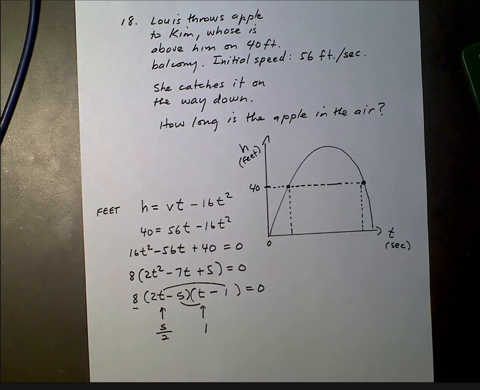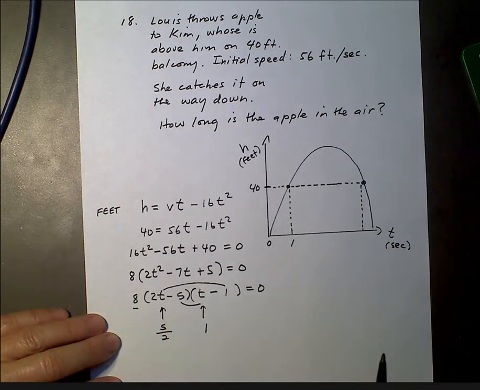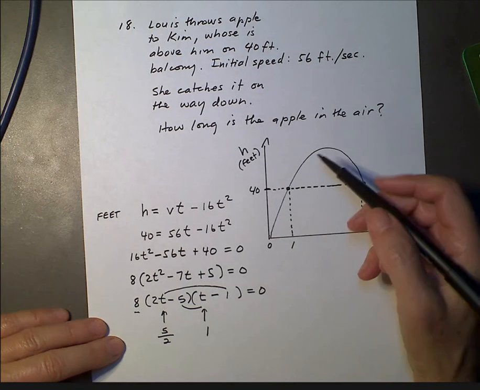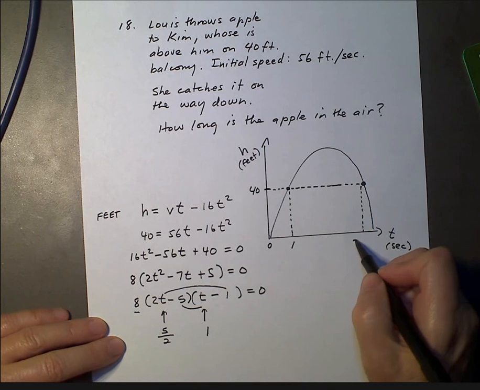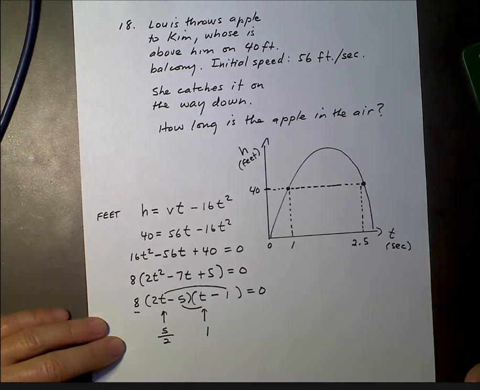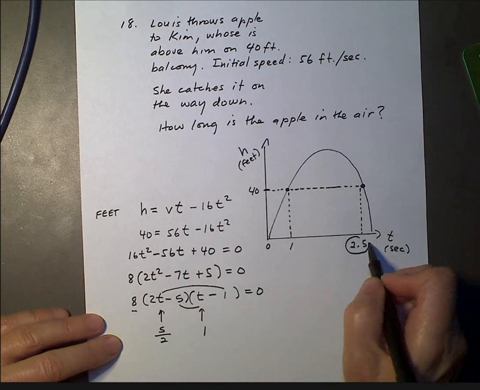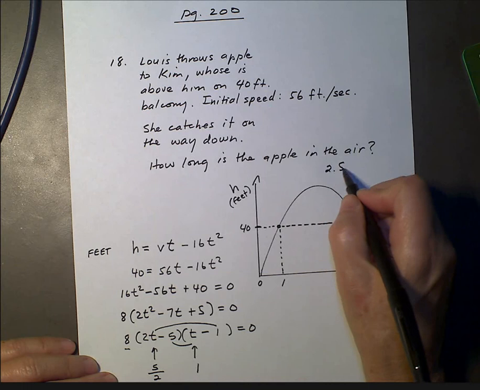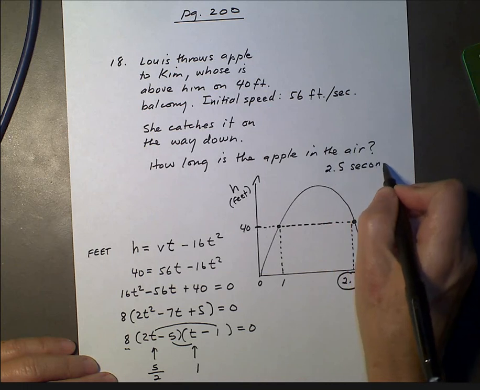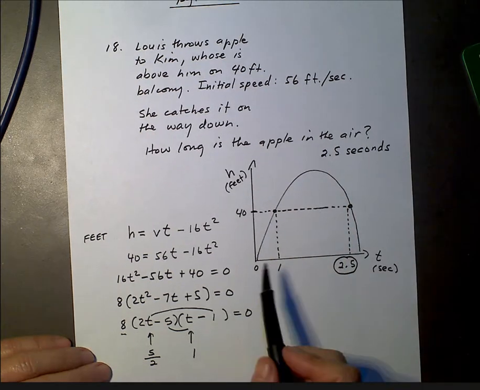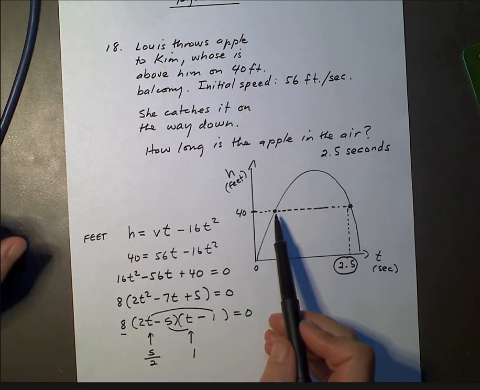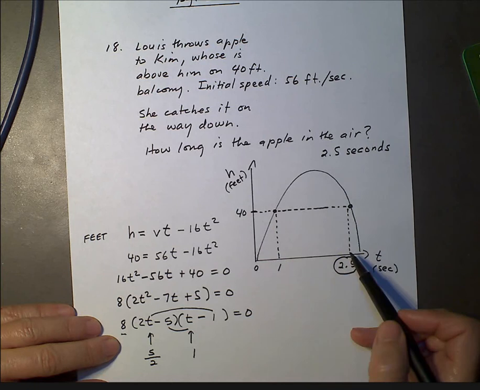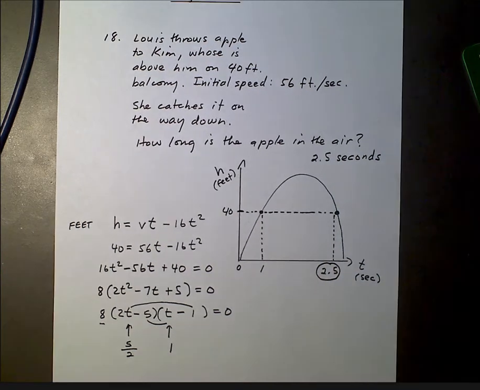So what that means is, at 1 second the apple's 40 feet high on its way up, and then again at 5/2, which is 2.5 seconds, when it's on its way down. And that's the answer to the question asked. The apple is in the air for 2.5 seconds. If Kim had caught it on its way up, like just reached out and grabbed it, it would have only been in the air for 1 second, but it took more time. It went up and came back down, and she caught it at 2.5 seconds. And that is it.